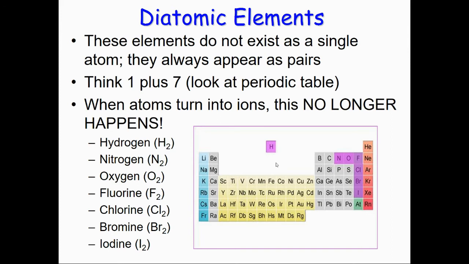So if hydrogen can't find somebody to bond with, it's going to go find another hydrogen and bond with that. If nitrogen can't find something else to bond with, it's going to go find a nitrogen and bond with that. If oxygen can't find something to bond with, it's going to find another oxygen and bond with that. They do not like to be by themselves.